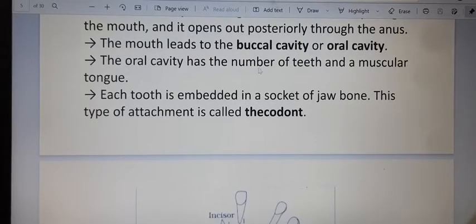Then the oral cavity has teeth and a muscular tongue. Each tooth is embedded in a socket of the jawbone. This type of attachment is called thecodont. It means when the tooth is embedded into the jawbone, into the socket, then this type of arrangement of teeth is called thecodont.